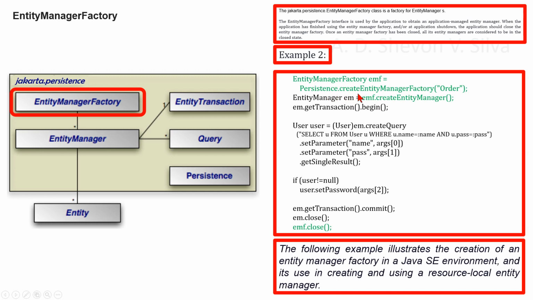Here you can see the createEntityManagerFactory method. This method creates and returns an entity manager factory for the named persistence unit. Here the parameter persistenceUnitName is the name of the persistence unit.